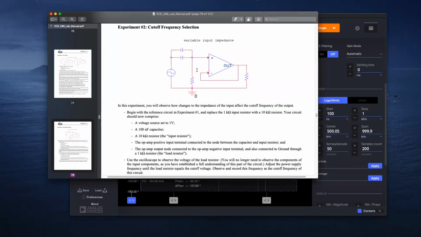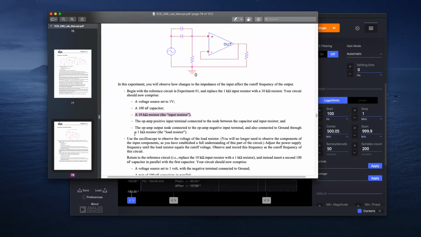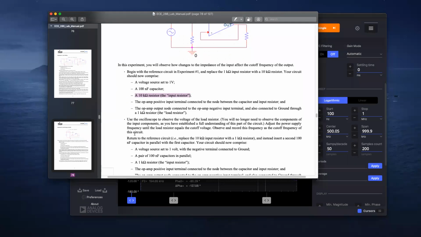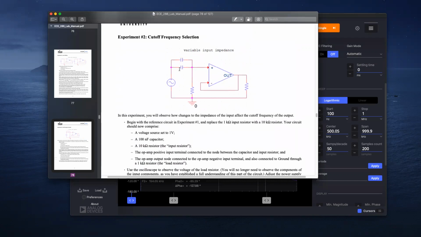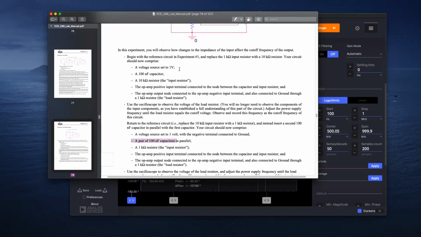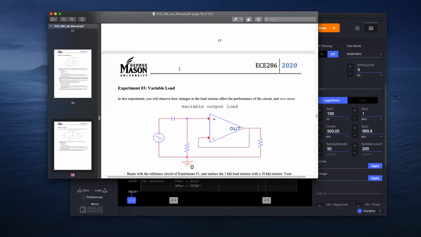Experiment 2 is essentially the same thing, but you're increasing the capacitance or increasing the resistance. For the first part, you're changing that 1K resistor to a 10K resistor. Seeing how the new input resistor is 10K, you do the experiment and determine the cutoff frequency. Once you're done with that, you revert that input resistor to the 1K and then add another 100 nanofarad capacitor in parallel. So you'll have two parallel capacitors, 200 nanofarads in total as your capacitance. And that's how you would do part 2. It's the same procedure as I explained for part 1.